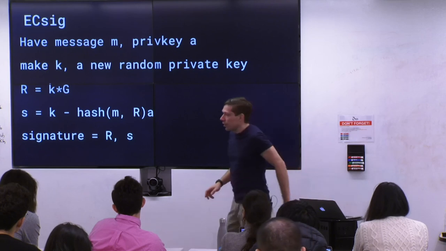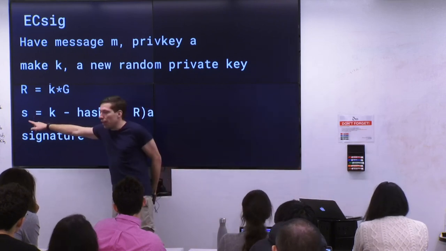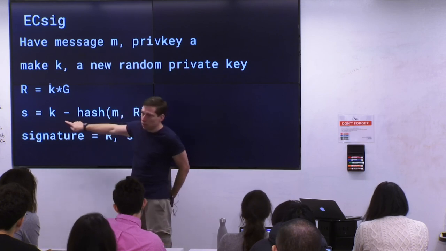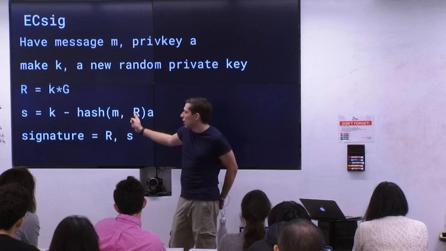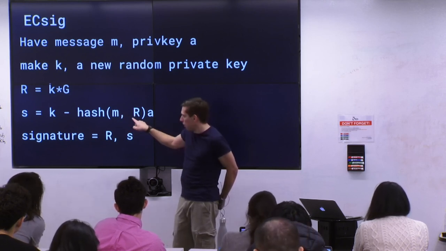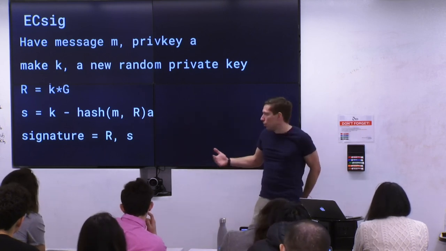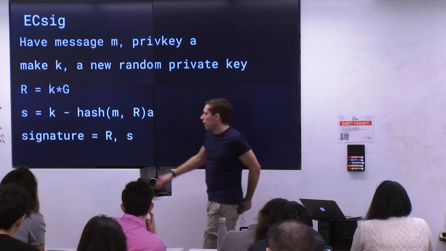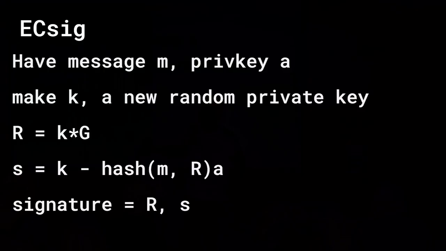And then the signature itself is quite straightforward. As the signer, you compute S, which is K, this new private key you just made up, minus the hash of your message concatenated with R, this public key, so you encode the public key in 33 bytes and stick it in there, multiplied by A, your normal private key. And then your signature is the pair, the R point and the S scalar.